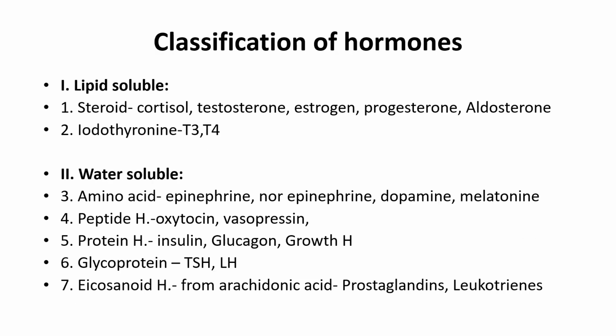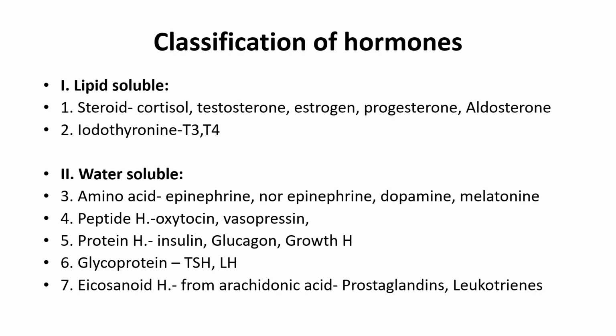Now we will see classification of hormones. So there are two types, lipid soluble and water soluble. In lipid soluble, the first type is steroid and the examples are cortisol, testosterone, estrogen, progesterone, aldosterone. Then the second type is iodothyronine and the examples are T3, T4. In water soluble, the first type is amino acid and the examples are epinephrine, norepinephrine, dopamine, melatonin.